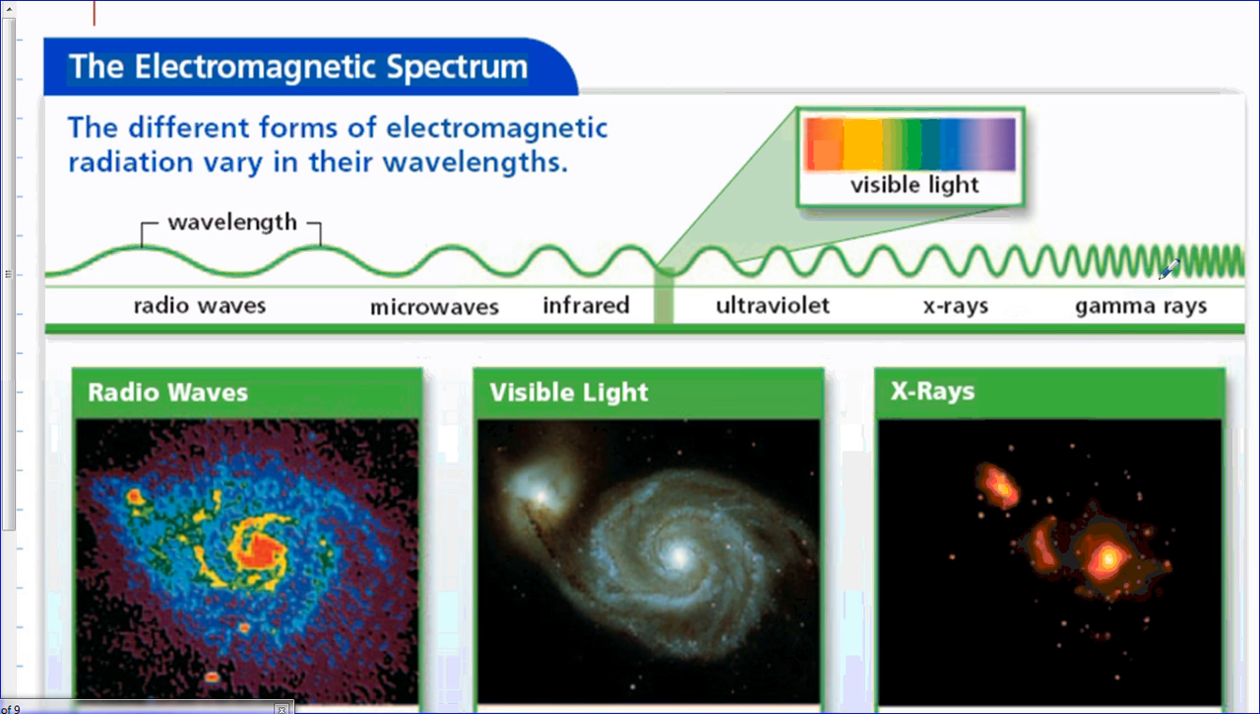Gamma rays obviously move the fastest. Gamma rays are cancer causing, or can be. They can also be used on the flip side to kill cancer, which is why if you've ever been around anyone who's had cancer treatments, and they had not chemo, where they take a chemical to kill the cancer, but were exposed to radiation, what they're usually using are gamma rays.